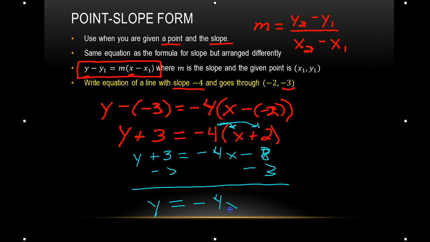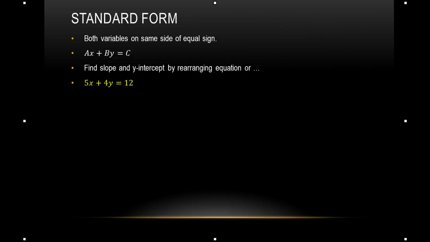Both of those equations are true and are correct. Another form of a linear equation is called the standard form. This is when your variables are on the same side. It's ax plus by is equal to c.